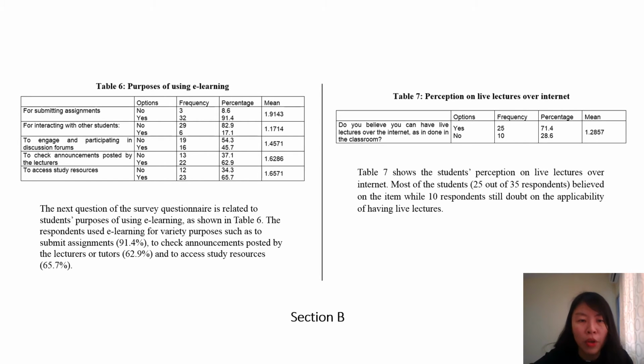So we all can see that and go to Table 7. Table 7 shows the students' perception on live student lectures over the internet. Most of the students, 25 out of 35 respondents, believe in the item, while 10 respondents still doubt the applicability of having live lectures.